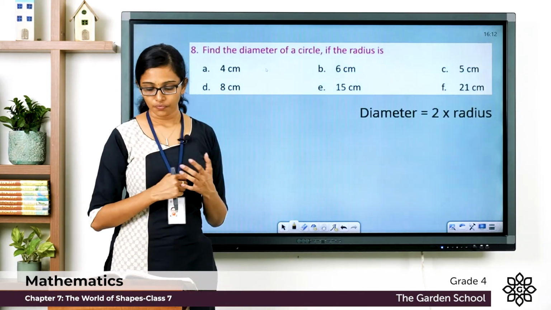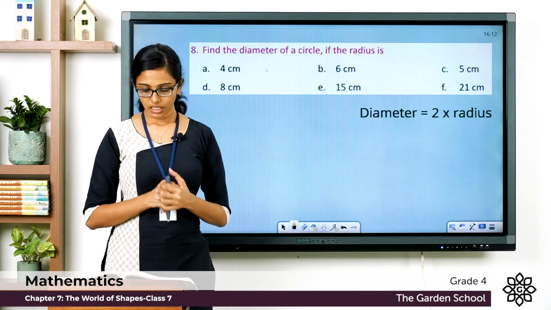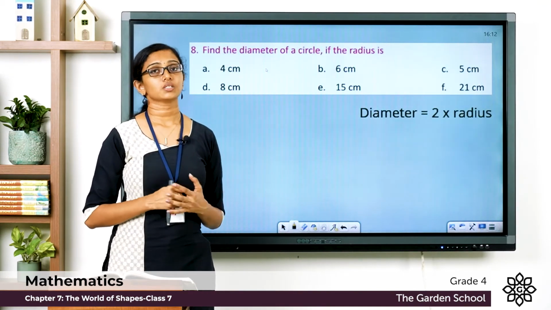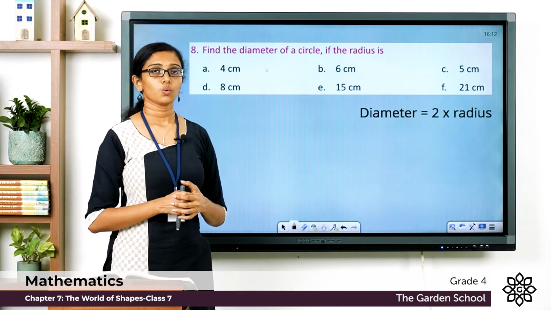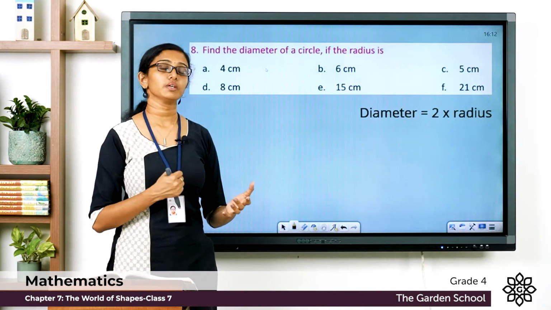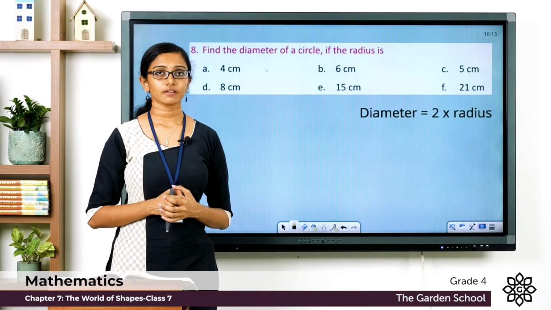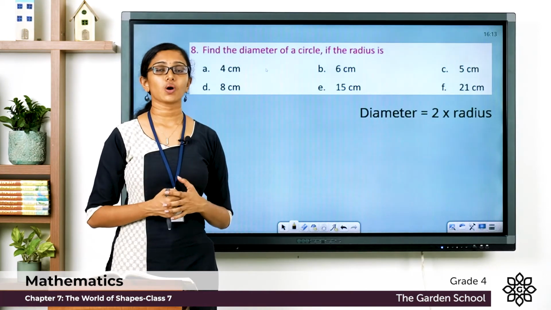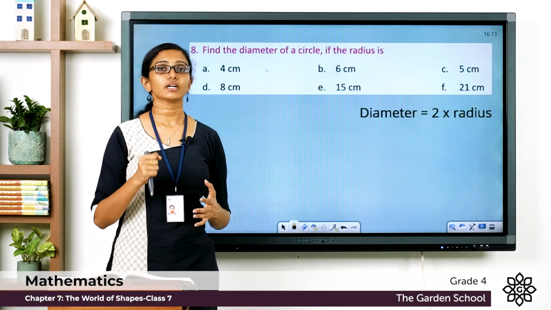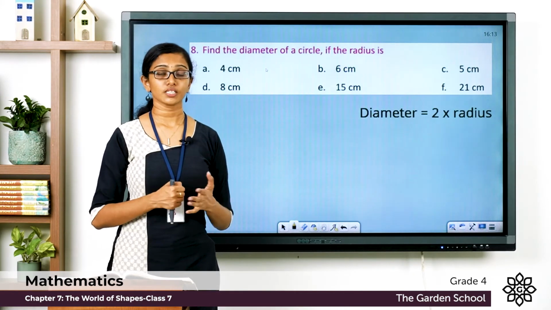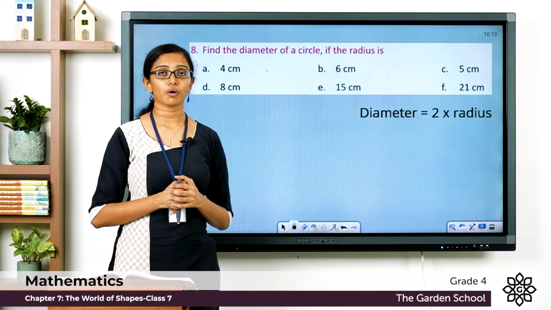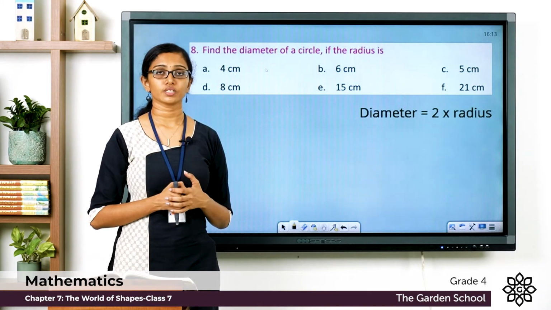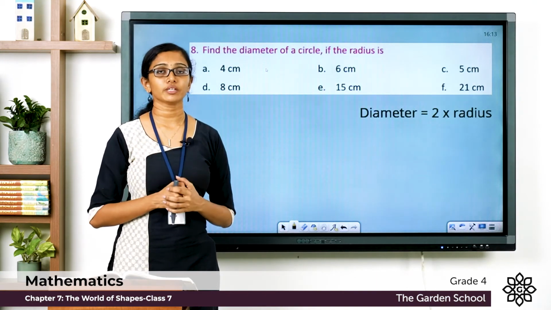Now the next question: find the diameter of a circle if the radius is given, and you are given 6 questions, A to F. We have already learned about the diameter. What do you mean by the diameter? You've already learned that when you draw a line connecting 2 points on the boundary of a circle, you call that a chord. When you draw a chord that passes through the center of the circle, you call that chord the diameter of the circle, and it is the longest chord of a circle.